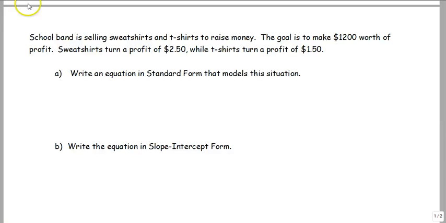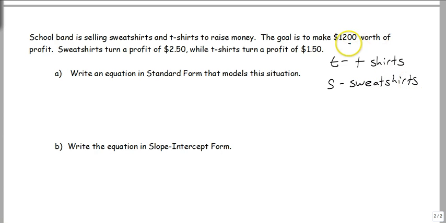Well, the first thing you have to do is identify your variables. If I don't give you variables here, you have to identify them. I'm going to say that we're going to use T for t-shirts. I know that's very clever of me there. Now, I'm going to try to use S for sweatshirts, but my S's are not the best. They look like 5s. So, just remember that. Okay, so now we have to just come up with an equation.